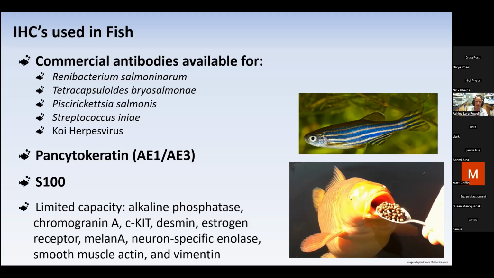S100 is a non-specific marker for Schwann cells. It's used to stain neural tissues in zebrafish. It'll also mark other cell types like macrophages or melanocytes, so it's not overly specific. And various other immunohistochemical markers have been used with varying success in fish, and these include markers for germ cell tumors, endocrine tumors, muscle, and so on.